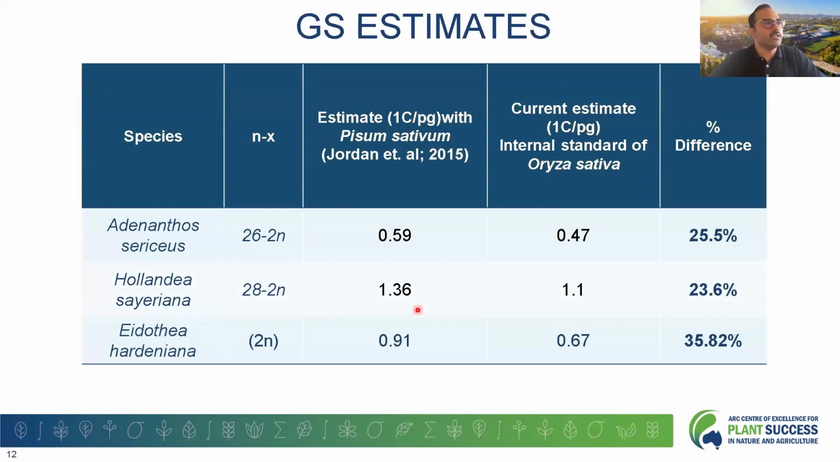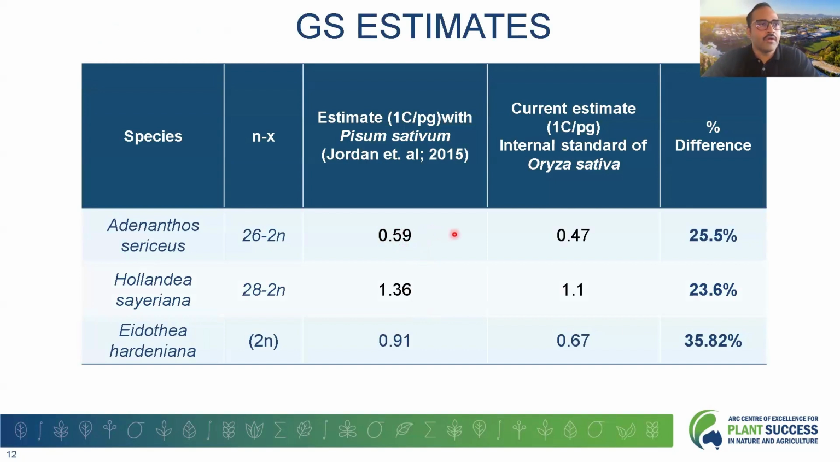So based on this method and the conventional approach, I processed nearly 43 species, representing 43 genera from the Proteaceae family. So I've just given 3 examples here. I haven't put the whole list here. So in our previous study, we found the genome size for Adenanthos, which was the smallest genome in the Proteaceae family, was 0.59 picograms.